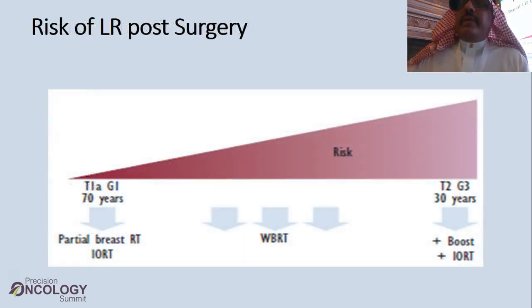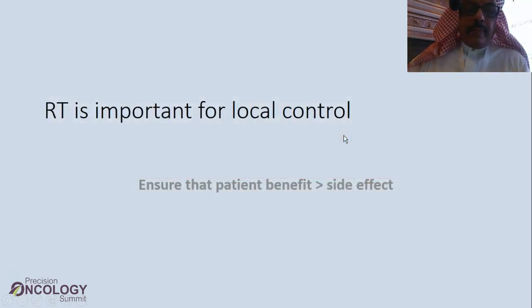But when you look at the local recurrence after the surgery, it's not the same. You have a very favorable group of patients where the local recurrence is quite small, where partial breast irradiation could be more than enough for this patient. And on the other extreme, you have a high-risk patient for local recurrence, where even whole breast irradiation is not enough. You need to give a boost to improve the local control. So it's not all the same group. This is why you have to be sure, when you give the radiation therapy, that the patient benefit is more than the side effects or the expenses.